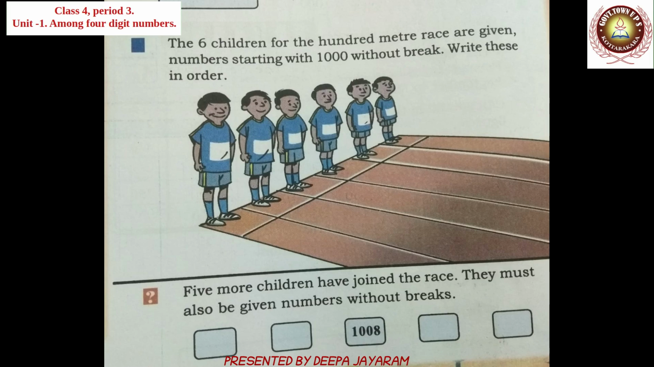After 1005, there are 2 numbers before 1008: 1006 and 1007. And after 1008, there are 2 numbers: 1009 and 1010. Okay, the middle number is 1008, and the first 2 numbers are the numbers before 1008 and the last 2 numbers are after 1008.